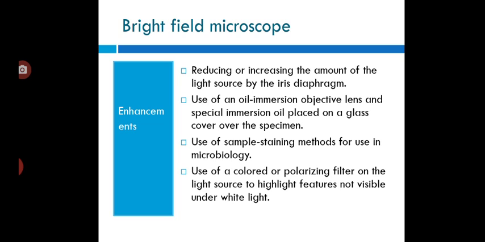Use of sample staining methods in microbiology, such as simple stains, methylene blue, safranin, or crystal violet, and differential staining such as negative stain, flagellar stain, and endospore stain. Use of a colored, usually blue, or polarizing filter on the light source to highlight the features not visible under white light. The use of filters is especially useful with mineral samples.